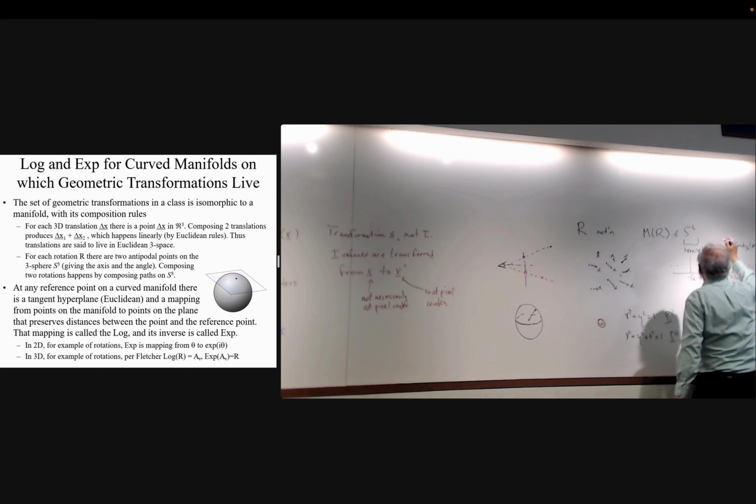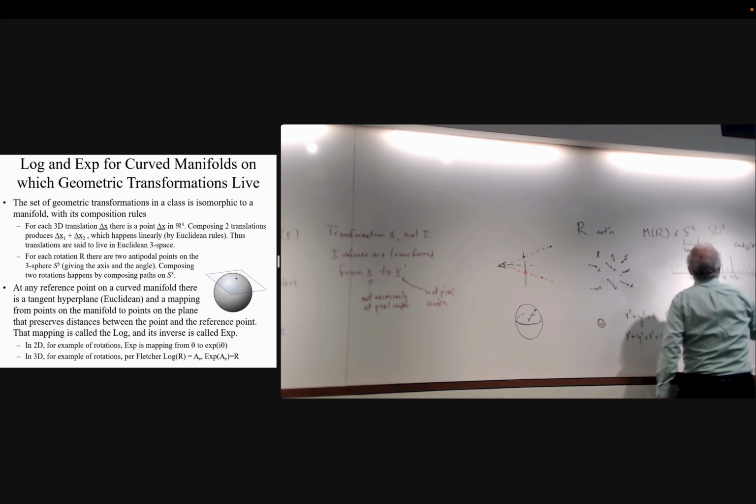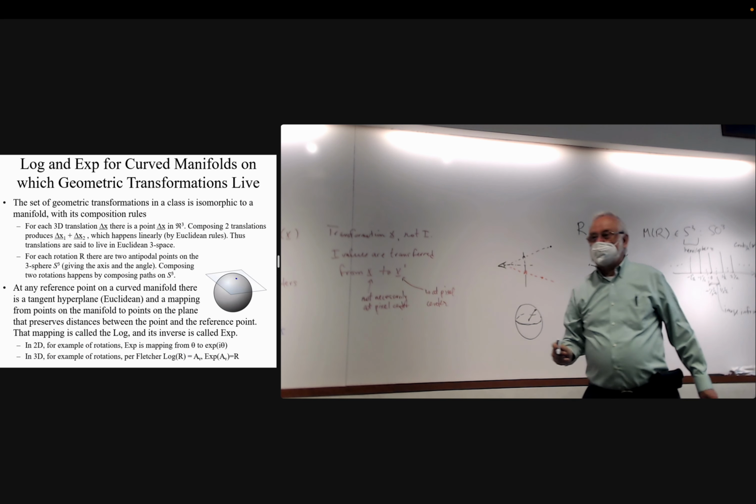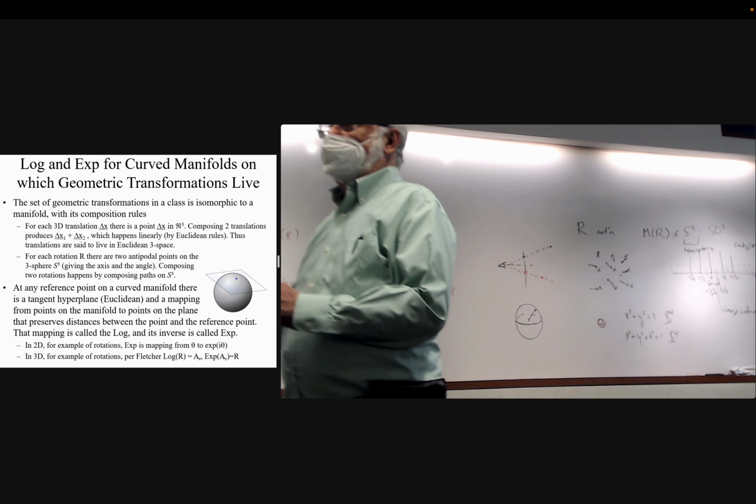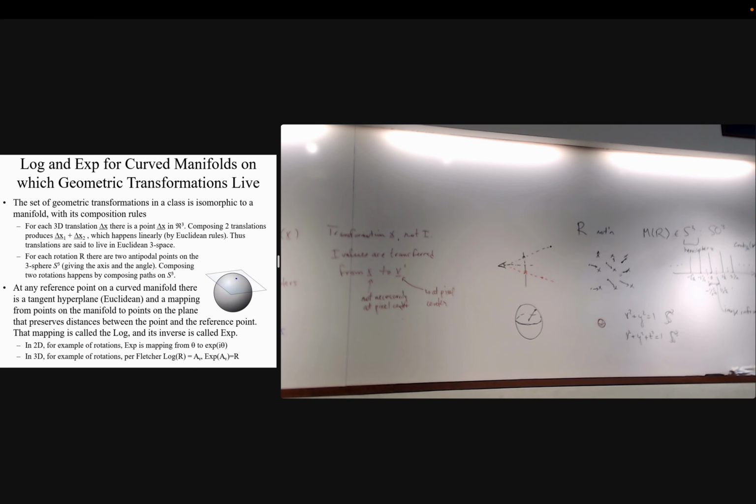And that hemisphere gets the name SO3, the special orthogonal group of dimension 3. Okay, there's a bunch of names that you'll see in the mathematics papers.